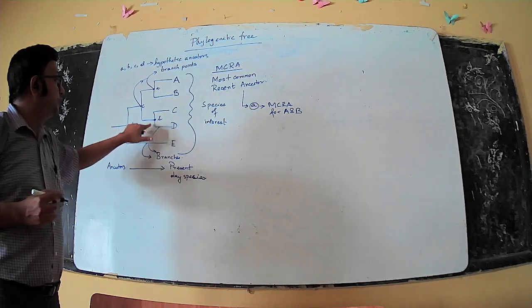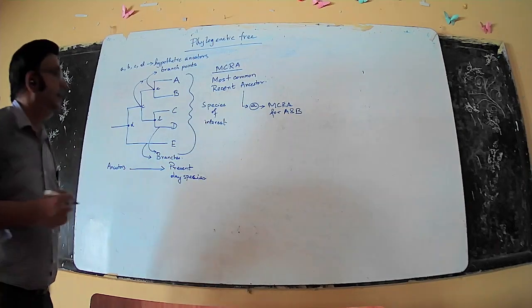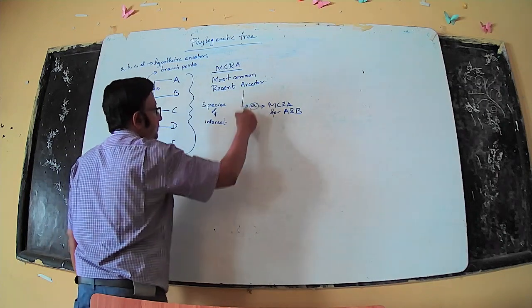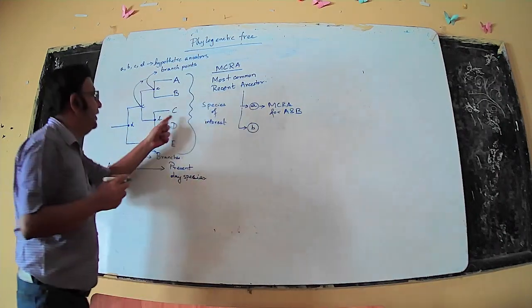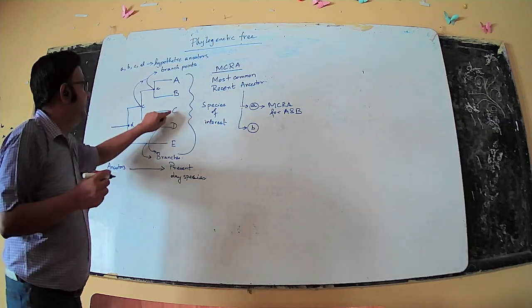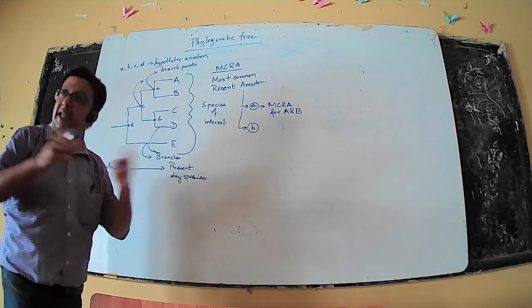Even when you talk in the case of C and D, you can assume B to be the most common recent ancestor of them, because C and D have similar characteristics. C and D or C and A have less similar characteristics.